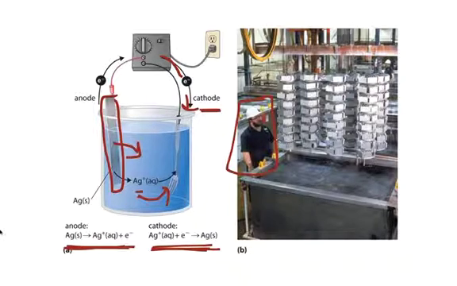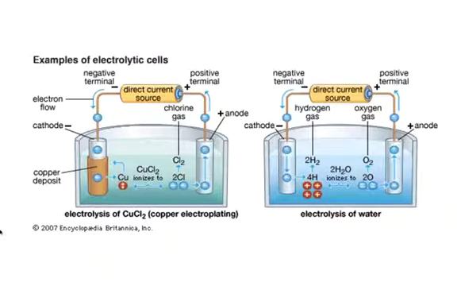We can coat it in a less reactive metal and thereby preserve it, make it last a little bit longer. Or it might just be prettier. We might do it for pretty. A couple other pictures of electrolytic cells.